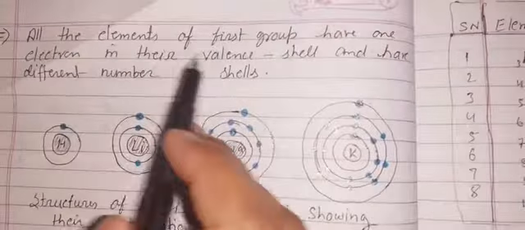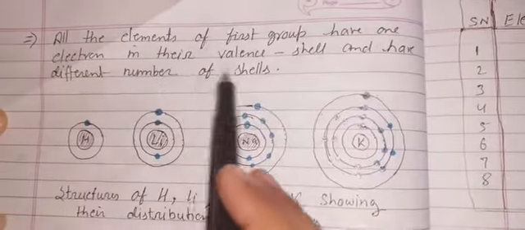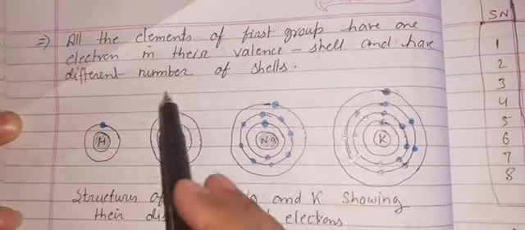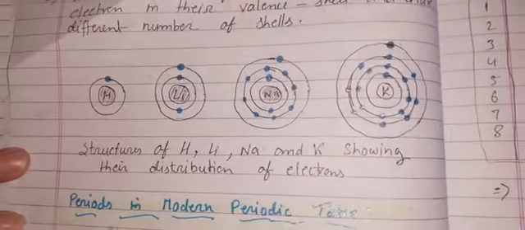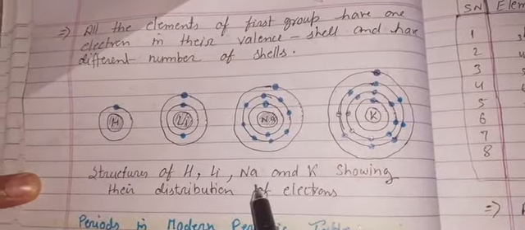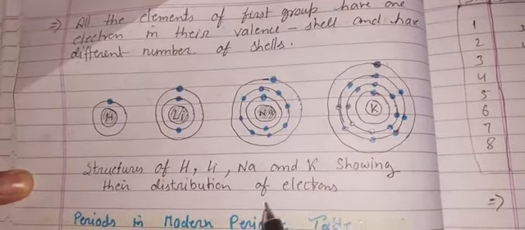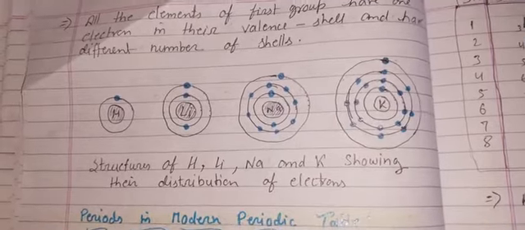So all the elements of the first group have 1 electron in their valence shell and have a different number of cells. Same thing I have shown you there. Okay, structure of hydrogen, lithium, sodium and potassium, showing their contribution of electrons. Fine children.